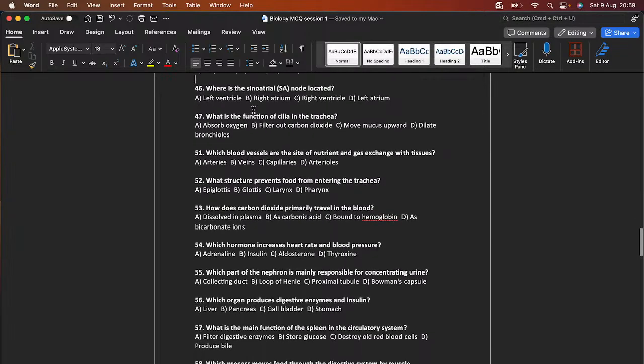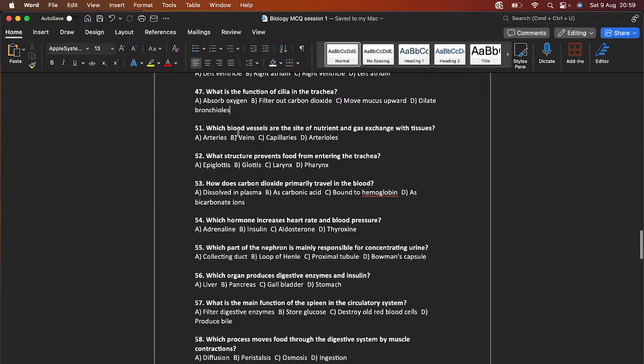Where is the sinoatrial node located? So it will be the right atrium. Okay, sinoatrial node is important for the initiation of the contraction of the heart. It releases impulses that spread through the heart and allow the contraction of the atria and the ventricles.